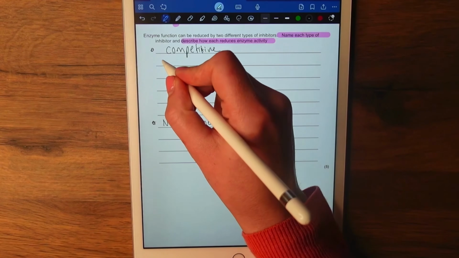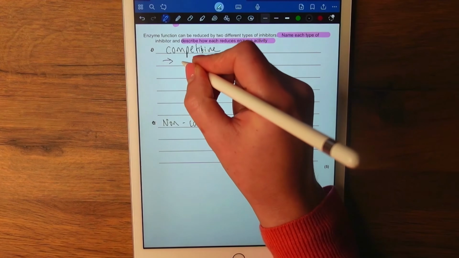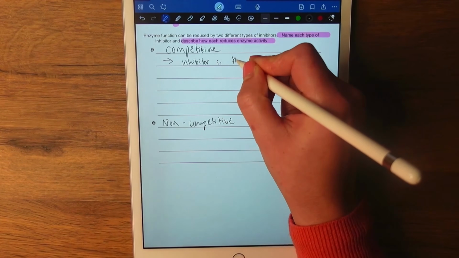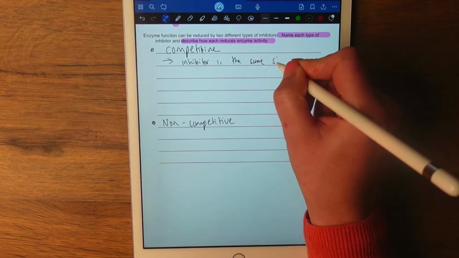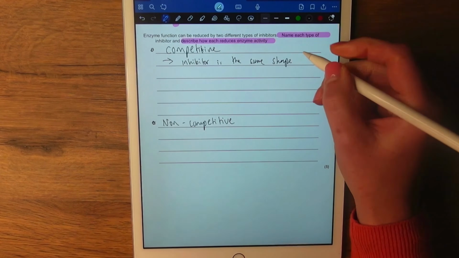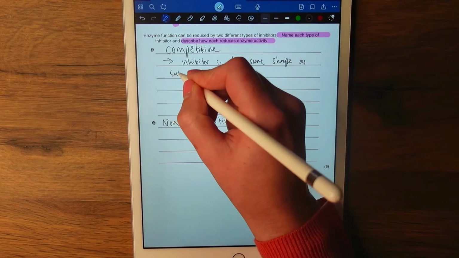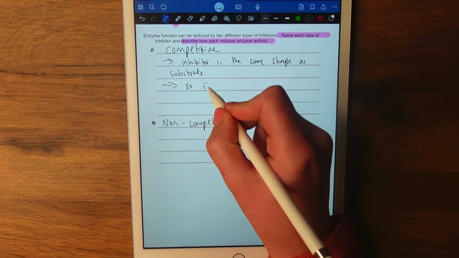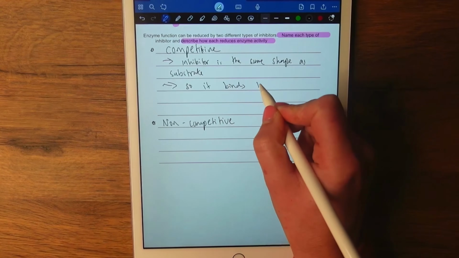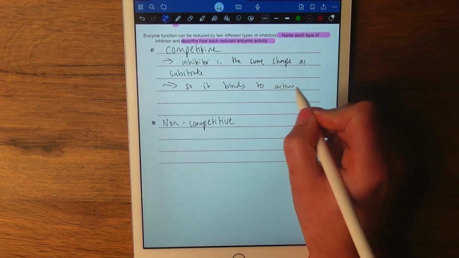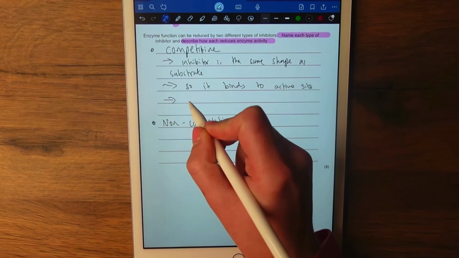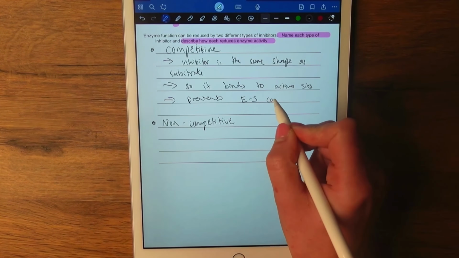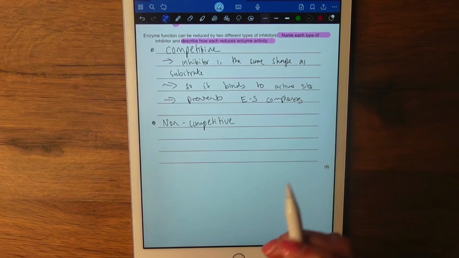So for this one, I'm going to say the inhibitor is the same or similar shape as the substrate. So it binds to the active site and that prevents enzyme substrate complexes forming.